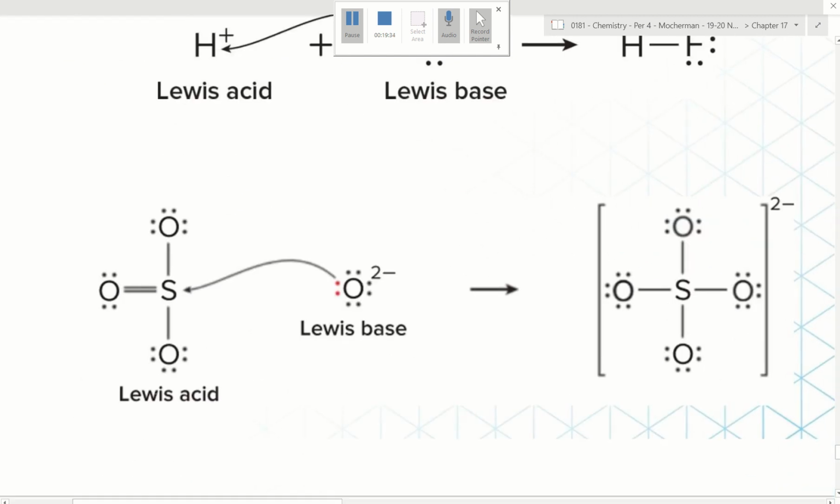Here's another example. We have oxide ion going to react with sulfur trioxide, and this sulfur trioxide is missing a pair of electrons here. It doesn't have a pair, and so this pair of electrons right here is going to bond the oxygen to it. In that case, oxygen is going to be the base because it's the electron pair donor. So that's the pair that will be donated, and that makes it the base. Therefore, the sulfur trioxide becomes the acid.